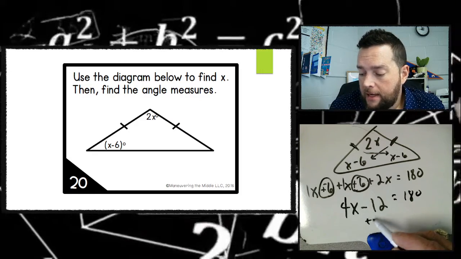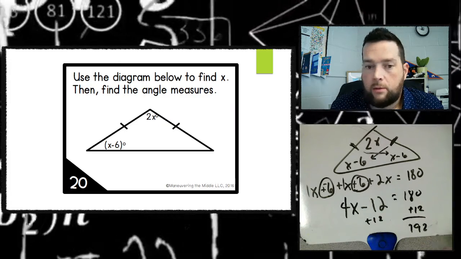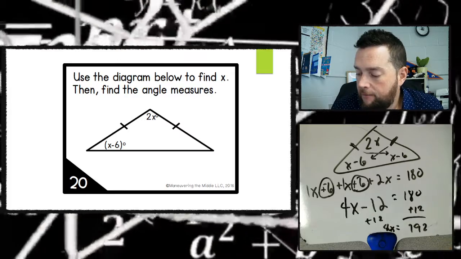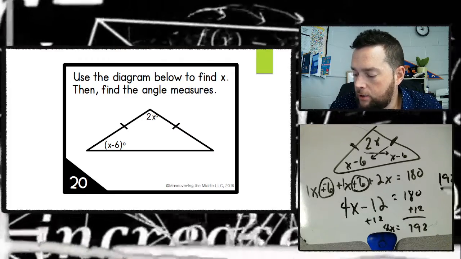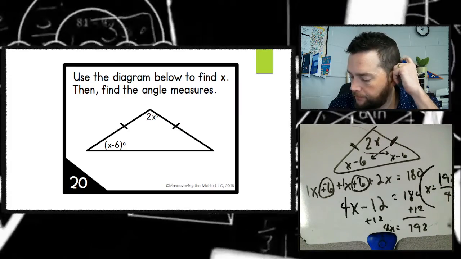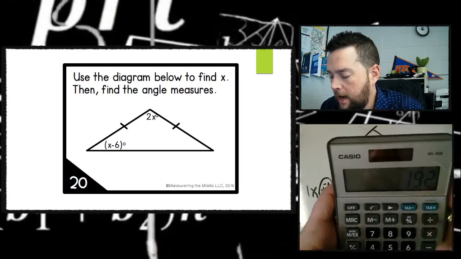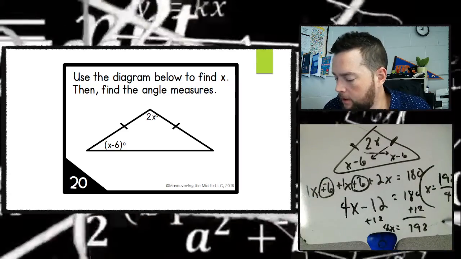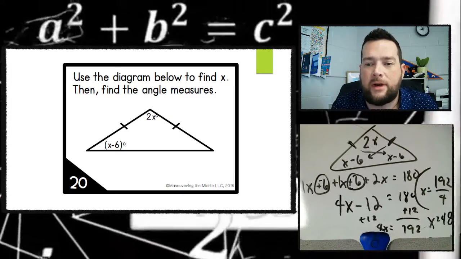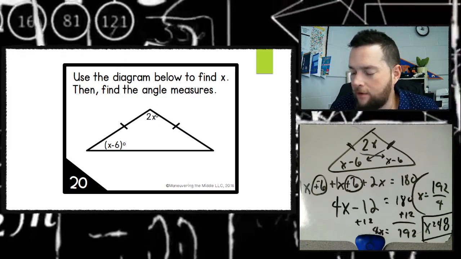Then to solve it, I can add 12 to both sides. I get 192 on the right side, and I get 4x left over here. So then I can divide by 4. So I've got 192 divided by 4, and that's what x is going to equal. And 192 divided by 4 is 48. All right, so x equals 48. All right, there's a lot of messy work on that screen, but see if you can kind of make sense of it. All right, there's our value for x.